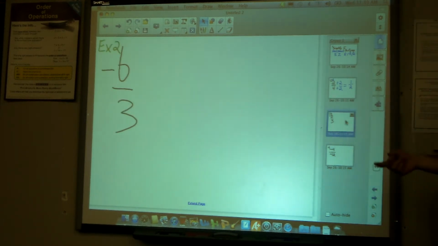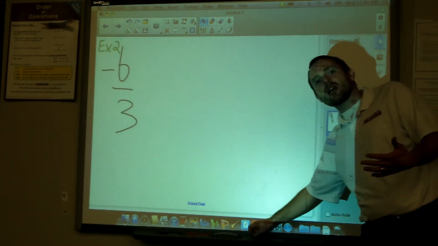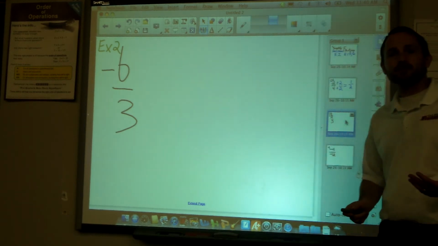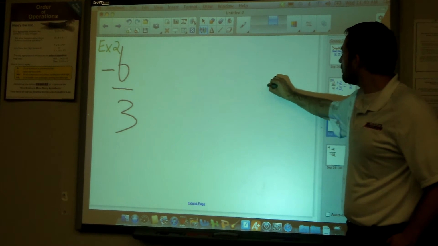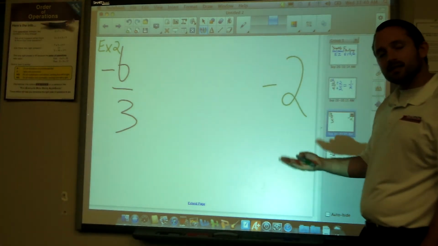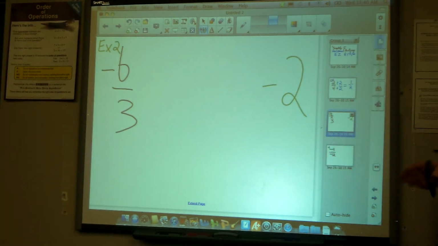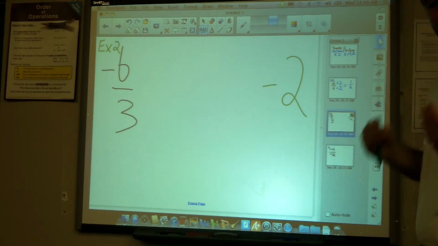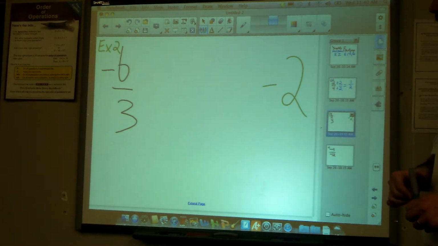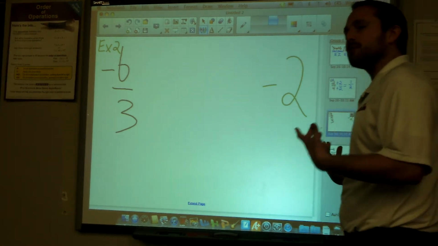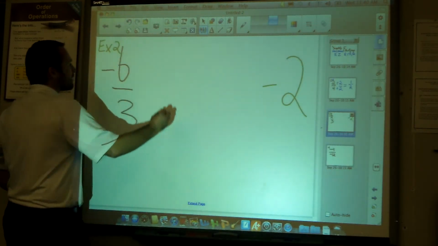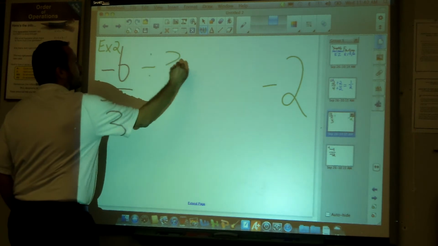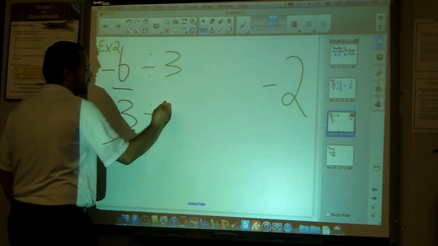In example 2, I see that I have a -6 on top and a 3. Let me just tell you real fast that the answer is going to be -2. But let's get to that. 6 and 3 can both be divided by 3. I know this because I know my multiplication tables. So I'm going to divide the 6 by 3, and I'm going to divide the 3 by 3.